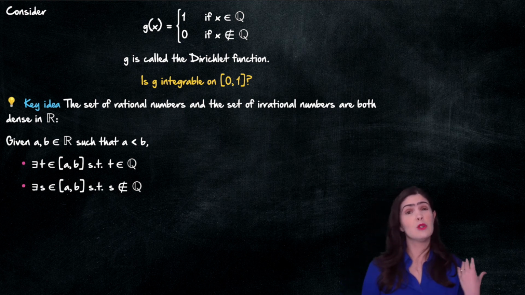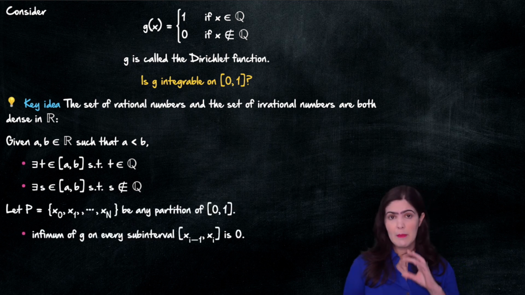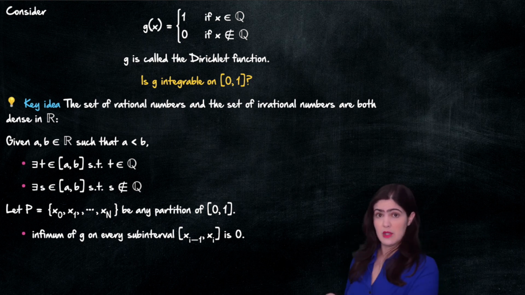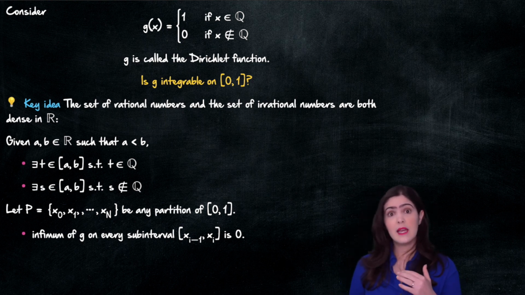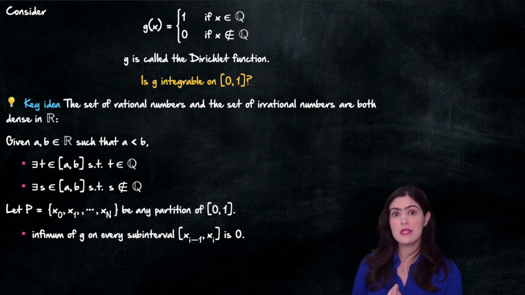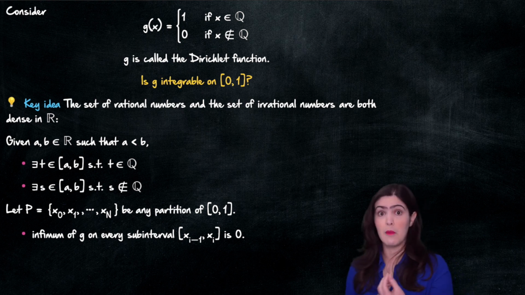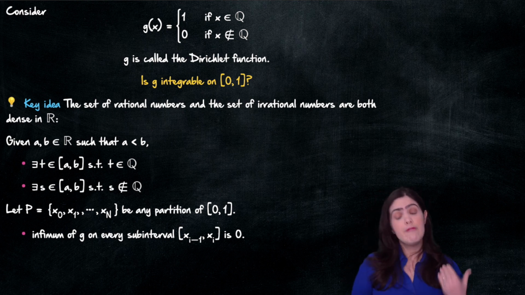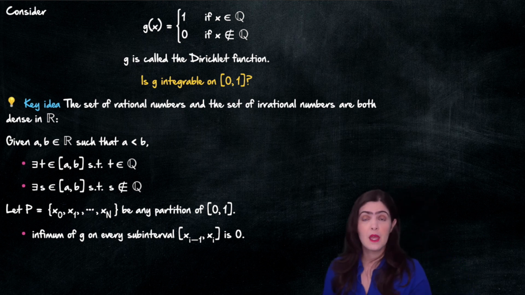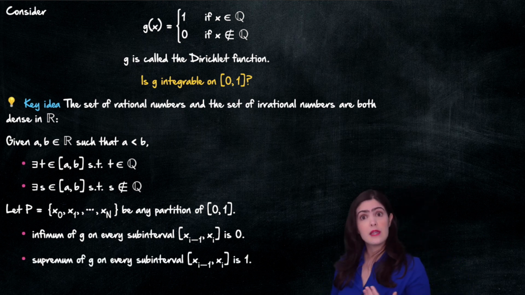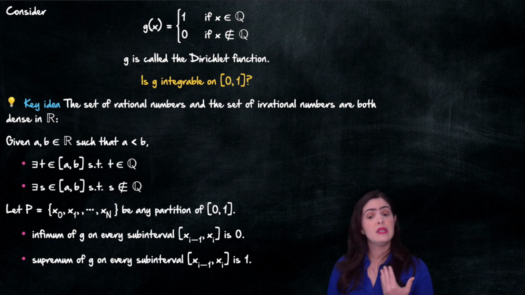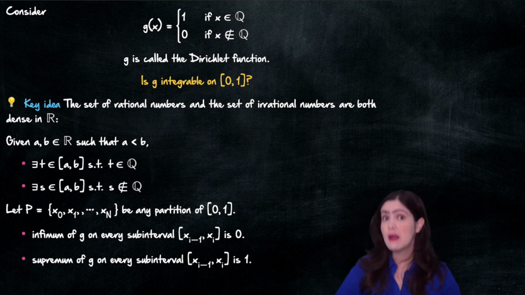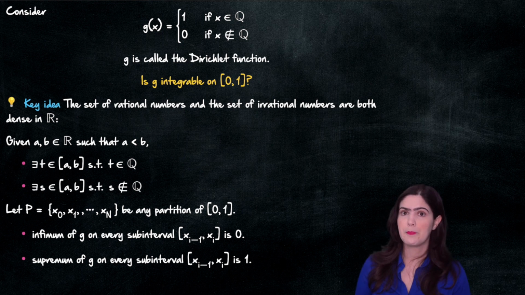And this idea is going to be very helpful because if I pick any partition of the interval 0, 1, what I'm guaranteed is that when I create my subintervals, then in the subinterval x_{i-1} to x_i, I'm guaranteed to have an irrational number, and g of that irrational number is 0. So the infimum of my function on that interval is going to be 0. But now again, in that interval x_{i-1} to x_i, there is always going to be a rational number, so g of that rational number is 1. So then the supremum of that function on that interval is going to be 1.